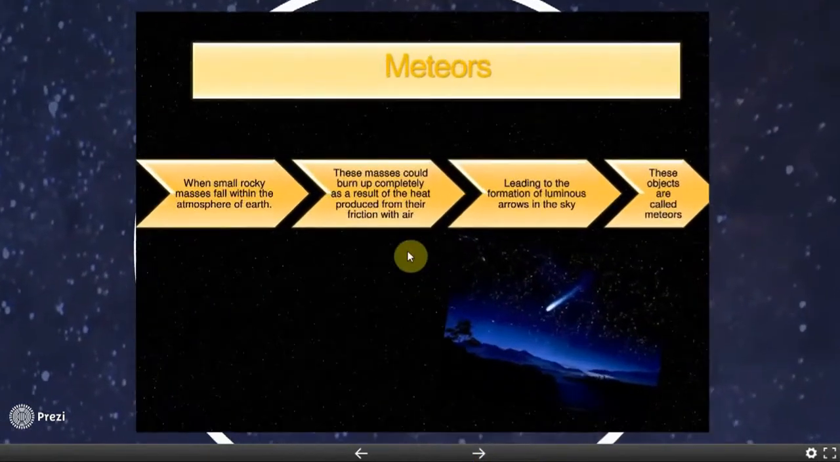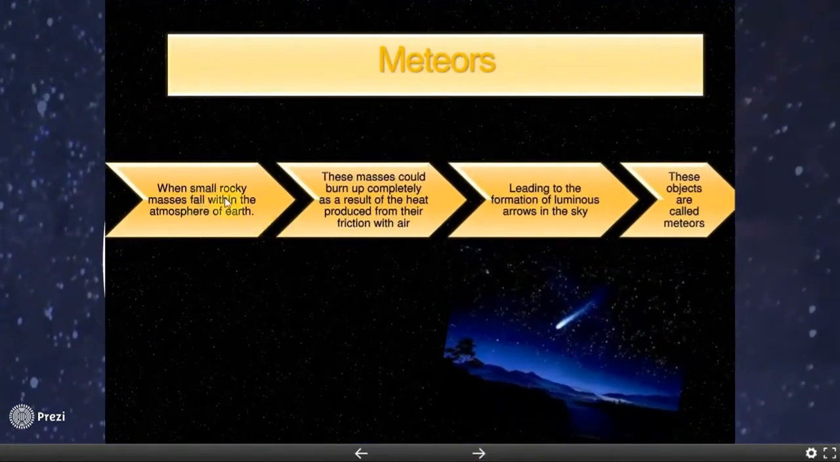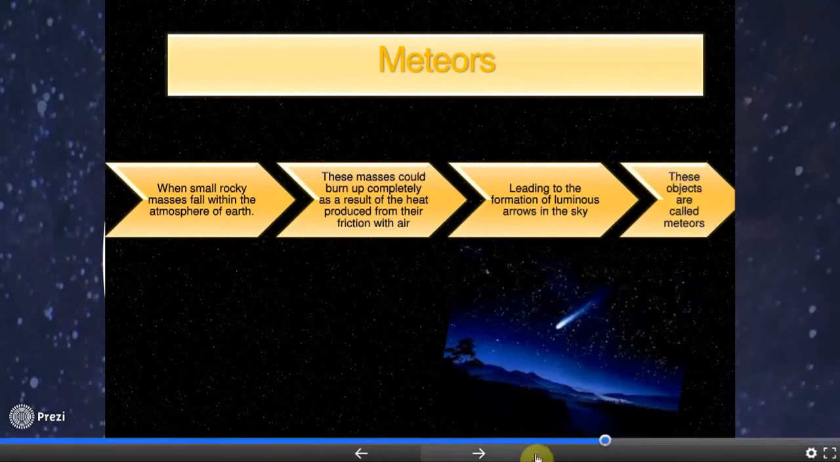Now the meteors: small rocky masses that fall within the atmosphere of the Earth. These masses could burn up completely as a result of the heat produced from their friction with the air, leading to the formation of luminous areas in the sky. These objects are called meteors.